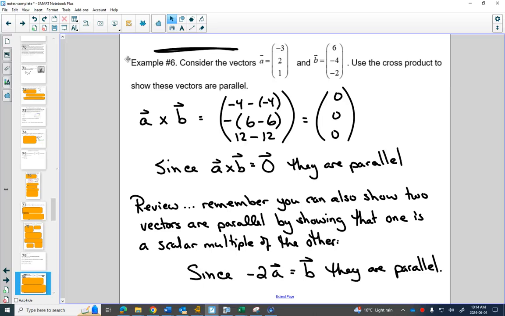So on your test, if I ask you, are these vectors parallel? Now you have options. You're going to have lots of options for parallel and perpendicular. So that might be one of the things you start to study: what are all the ways that I can show something's parallel? What are all the ways that I can show vectors are orthogonal or perpendicular?